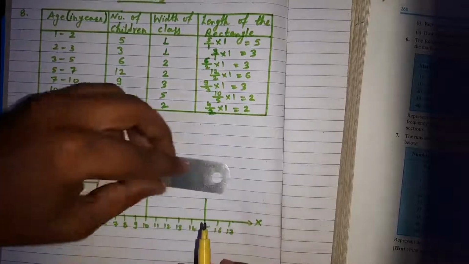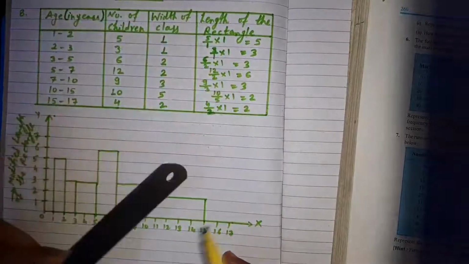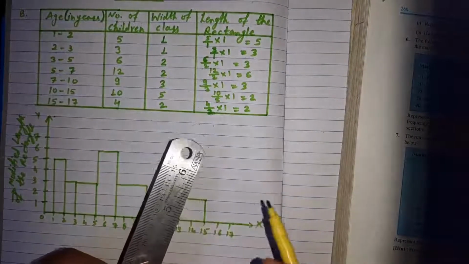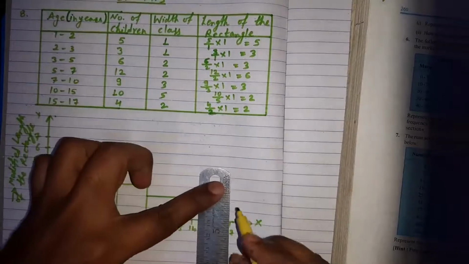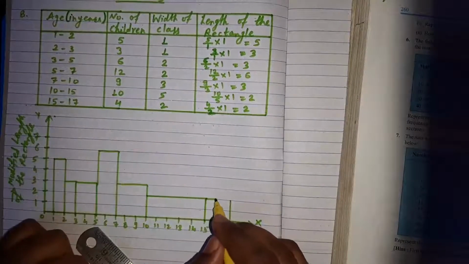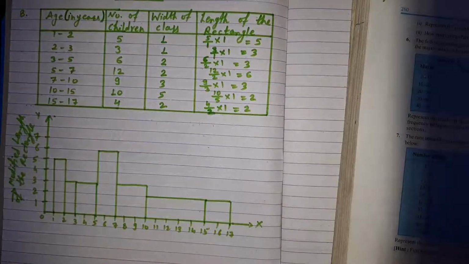And for the last class interval, 15 to 17, the modified length is also 2. So this is for the class interval 15 to 17. So this is the histogram.